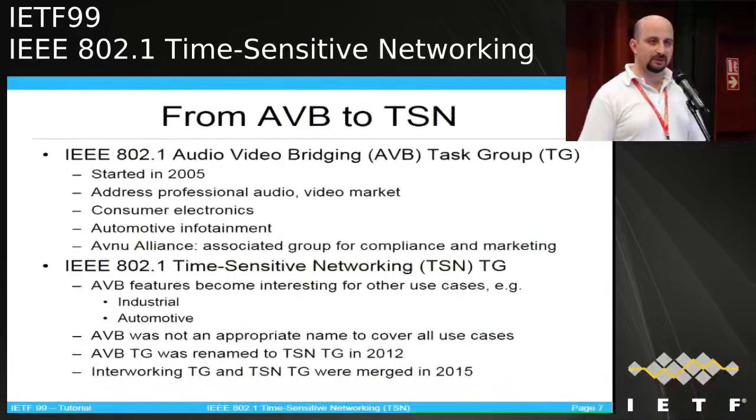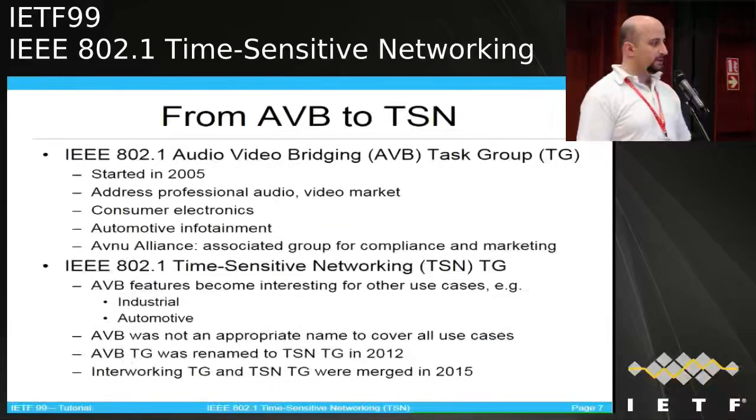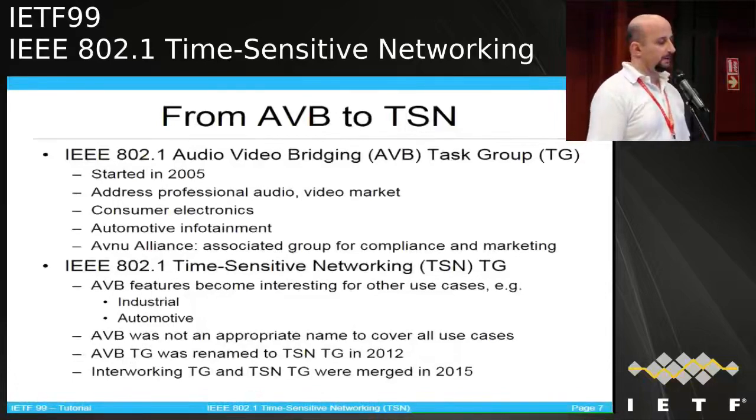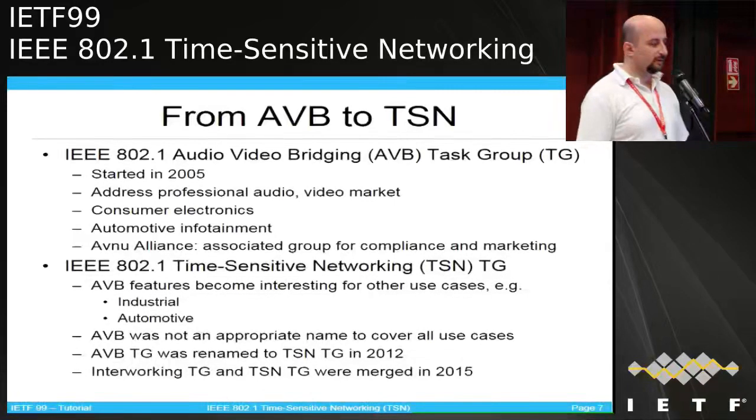TSN was actually started as audio-video bridging, so you may hear the AVB abbreviation. It was started in 2005 in order to address the professional audio and video market as reflected by the name, including consumer electronics and actually automotive infotainment. So AVB is already used in automotive. There's an AVnu Alliance, which is an associated group to provide conformance and marketing for AVB. It got very interesting for other use cases, and the scope of the work has been extended in the task group. The name AVB did not reflect the extended scope, so we decided to change it. That's why it is now called TSN, which includes industrial and automotive and many other use cases, as I mentioned before.